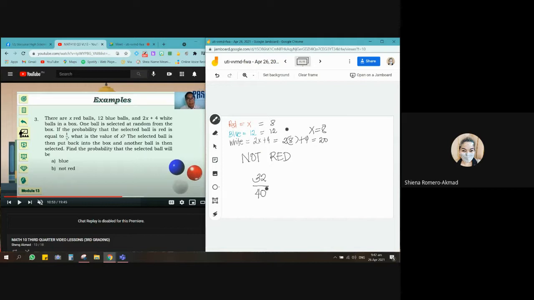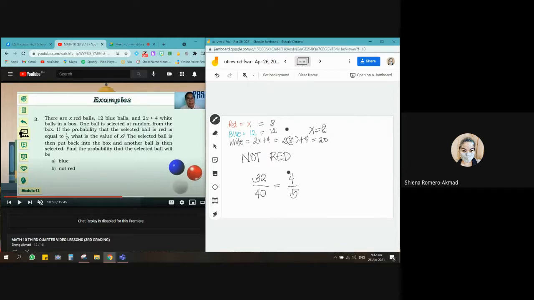32 over 40. Okay? And divide natin by a number that is divisible by 32 and 40. Both divisible sila, si 32 and 40. The lowest term natin, get the lowest term. Four over, ano po? 5 po. 4 over 5. So, the probability na ang makuha natin is not red is 4 over 5.